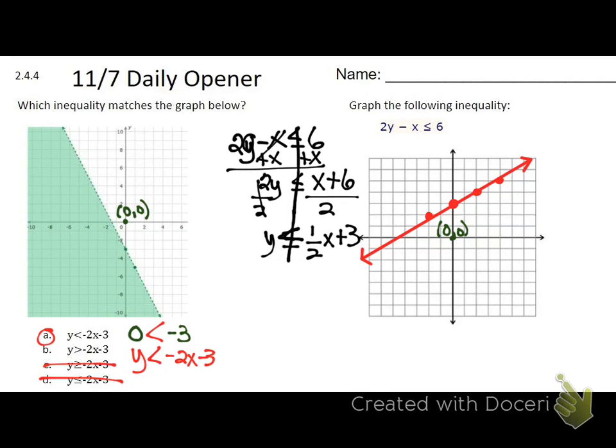Can I use 0, 0? No, you're going to have to pick a different test point. What's another good test point that you could choose? 1, 1. Yeah, you want to use positive numbers, and you want to use smaller numbers just because it makes your math a little bit easier.